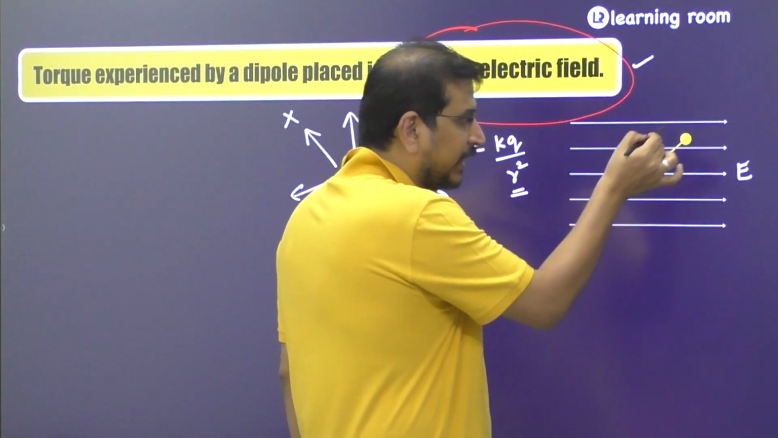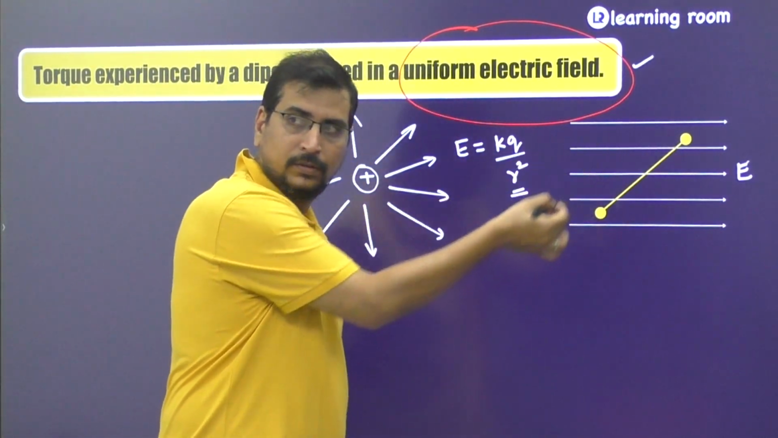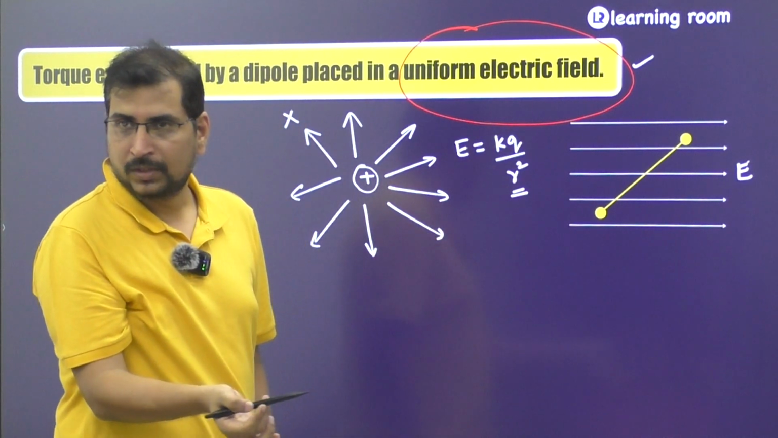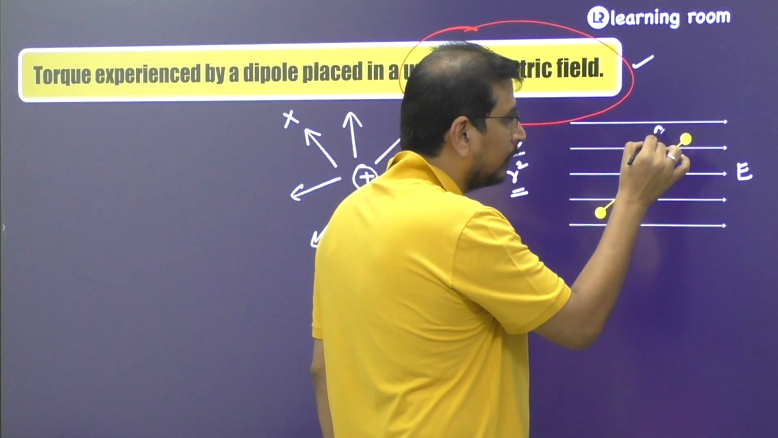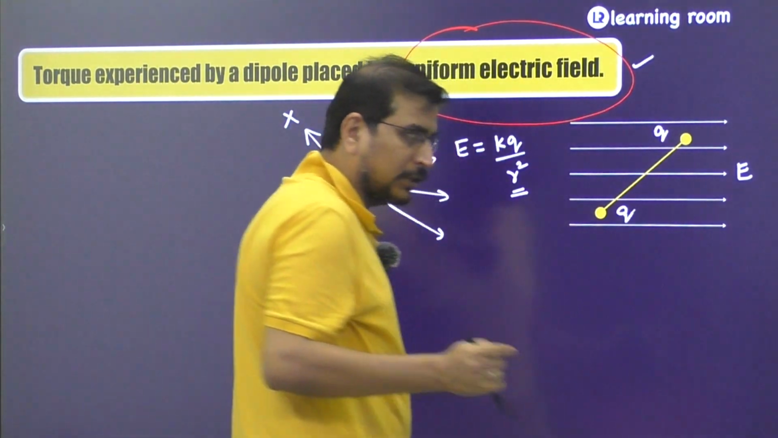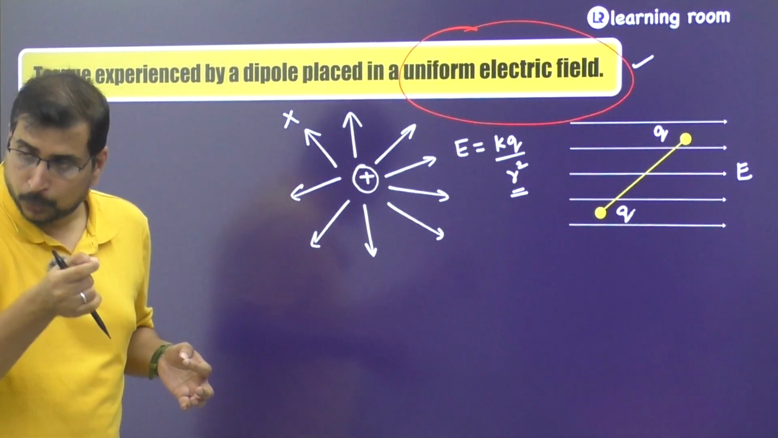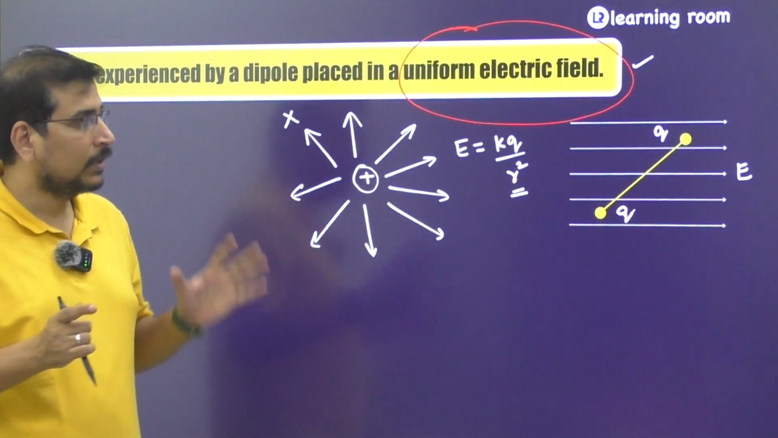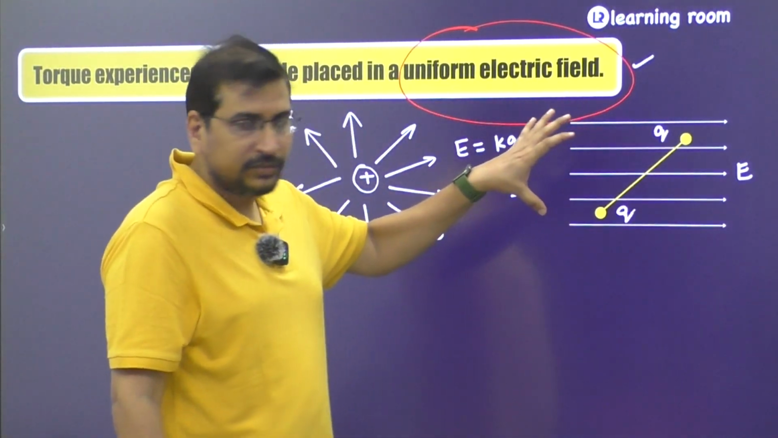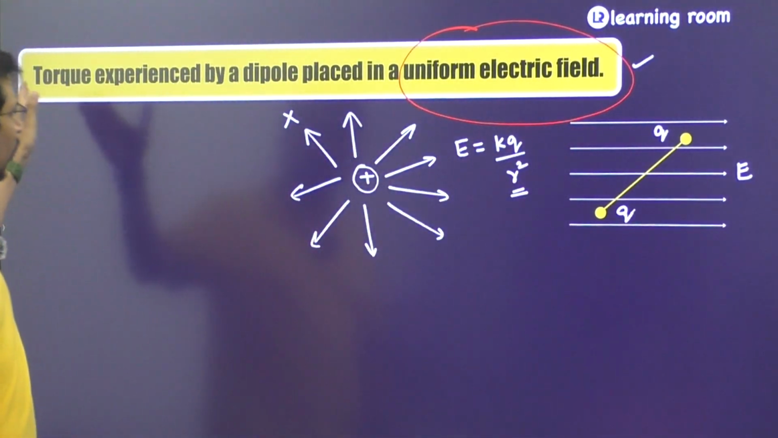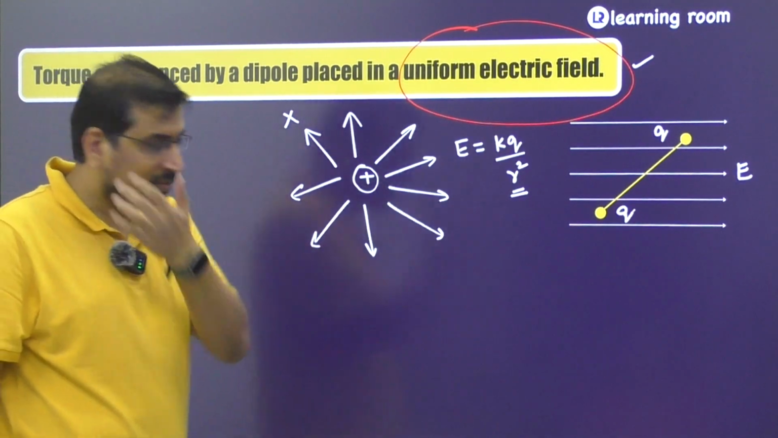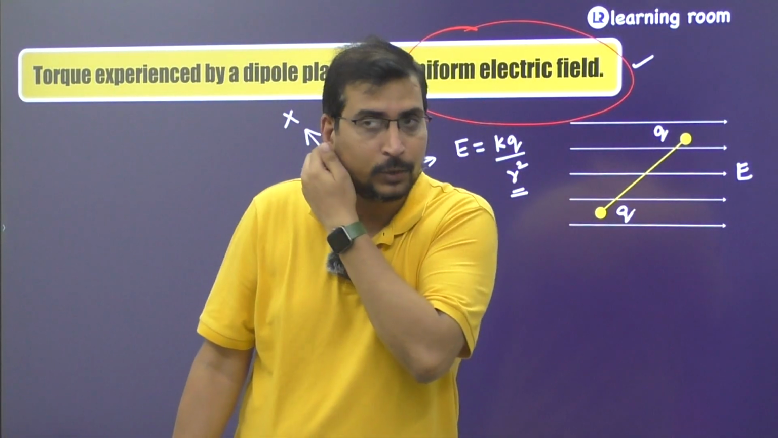And in this, what is placed? What is this? Dipole. What is a dipole? A dipole is basically a positive and a negative charge of the same magnitude separated by a very small distance. Now, I'm going to understand the concept from here. Why are they even saying torque experienced by a dipole? Let's see first of all what they are actually trying to convey to us.